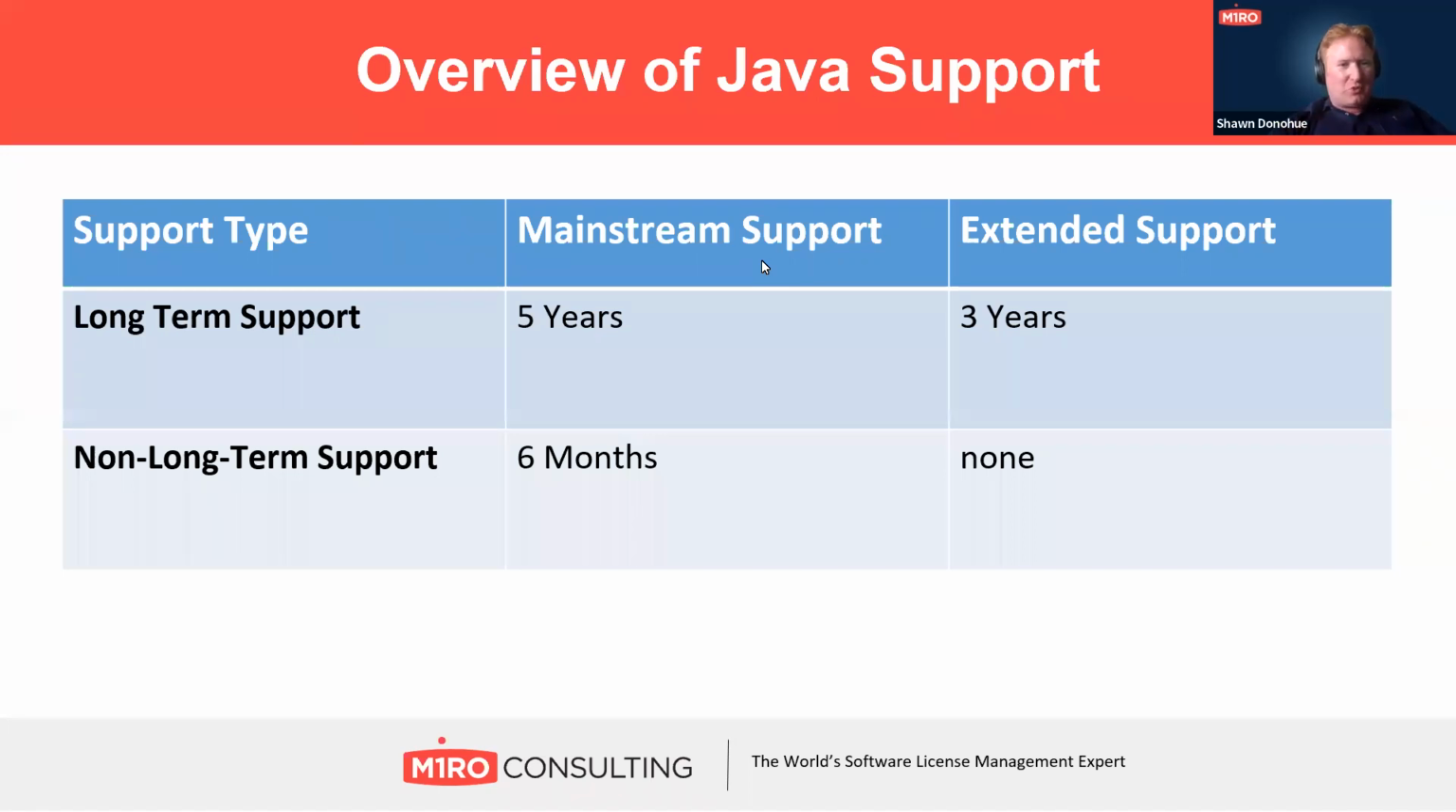Now, the short-term versions, what we call the non-long-term versions here, are only maintained for 6 months at a time, and they're typically released every few months. So there's a bit of overlap, not always, but most of the time. They do not get extended support. So if you are on a non-long-term release version, for example, and there's a critical bug fix, if it's out of mainstream support, you will not get that. You have to upgrade to the next version to get those bug fixes.